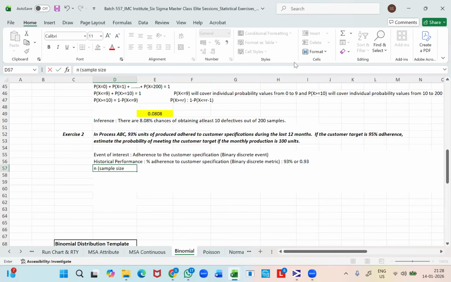What is the sample size given in the exercise? 100. So that is the monthly production. So the sample size is given as 100.